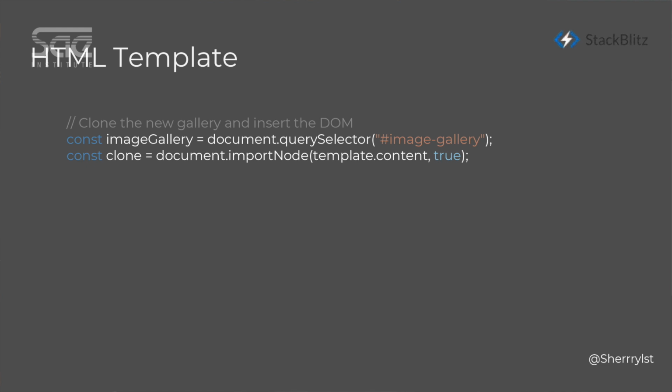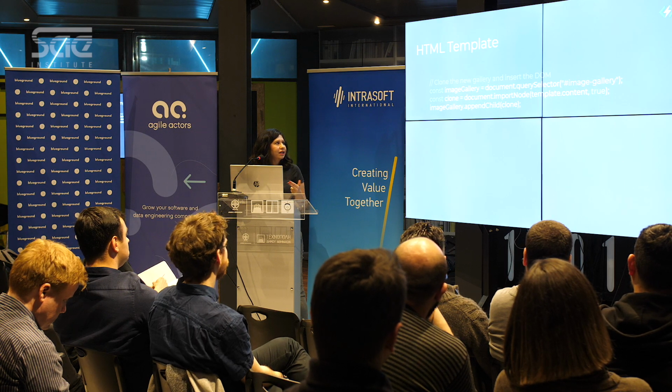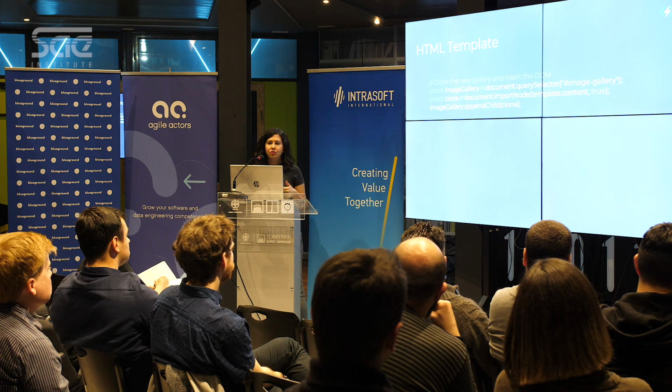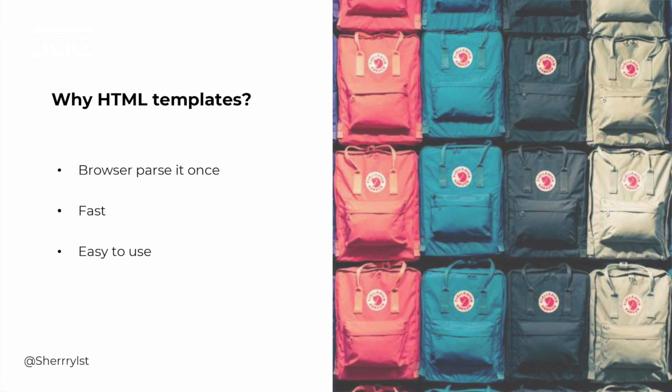We are going to clone the template that we created. After we clone the template, we are going to append it to the DOM. With these three lines, we already use the HTML template. So with these three lines, we already achieved a lot of performance for our code because, as I told you, we are not manipulating the DOM. We are just cloning and adding that. Then we just did it.